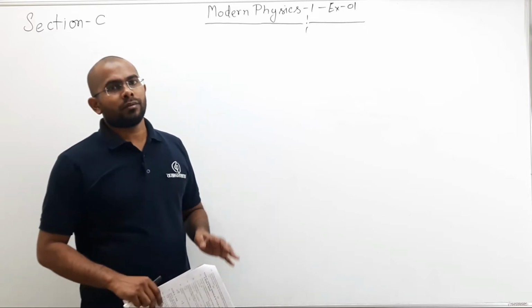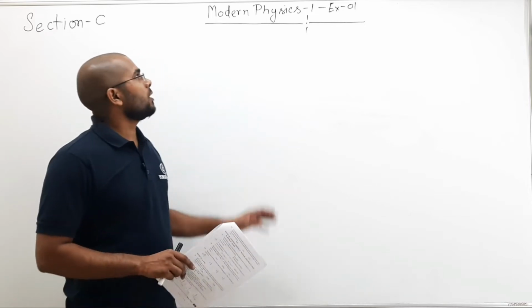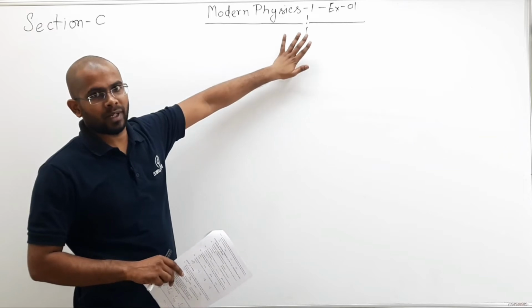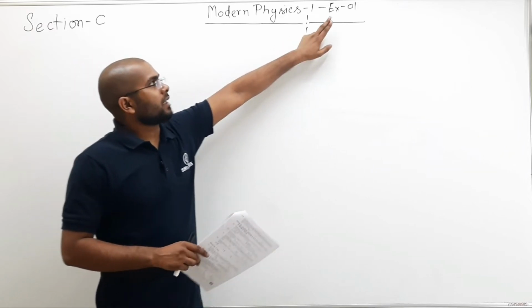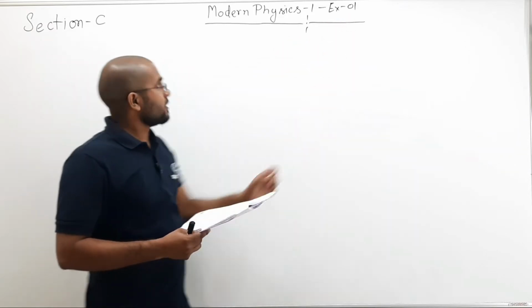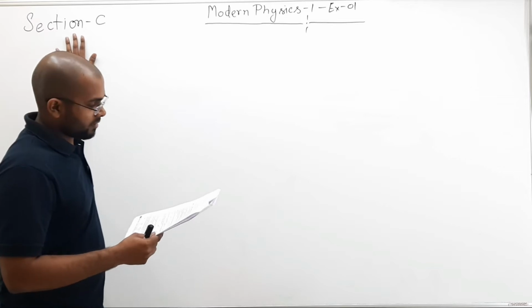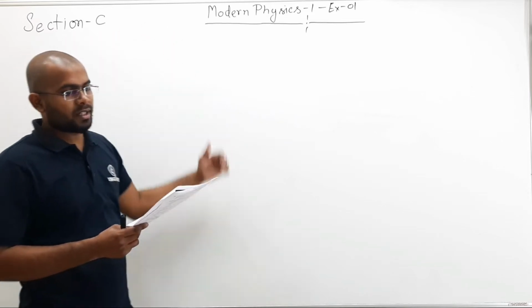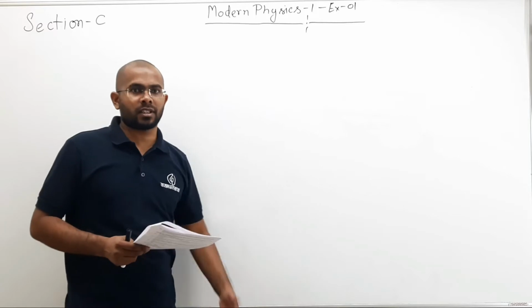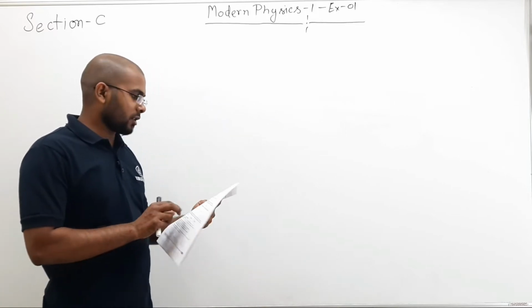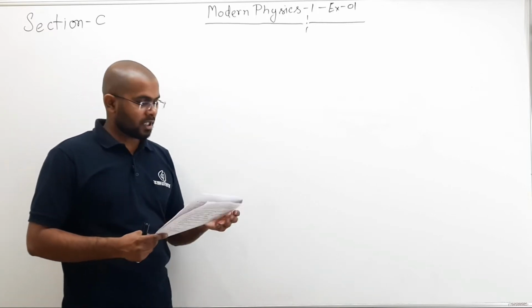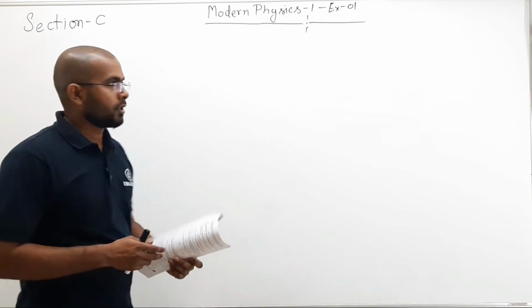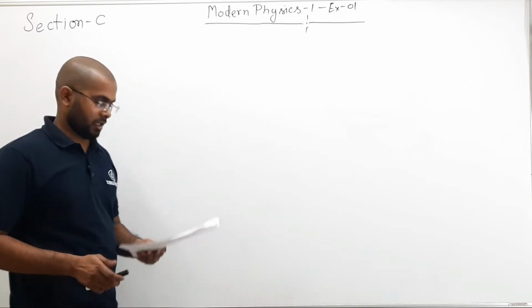In this video, we are going to discuss the problems of modern physics 1, which is actually nothing but dual nature of matter and radiation, Exercise 1 and section C. Section C is nothing but Bohr's atomic model of hydrogen atom and hydrogen-like species. That is your section C. And we will also discuss section D, which is electronic transition in the hydrogen-like atoms. So let us start with section C.